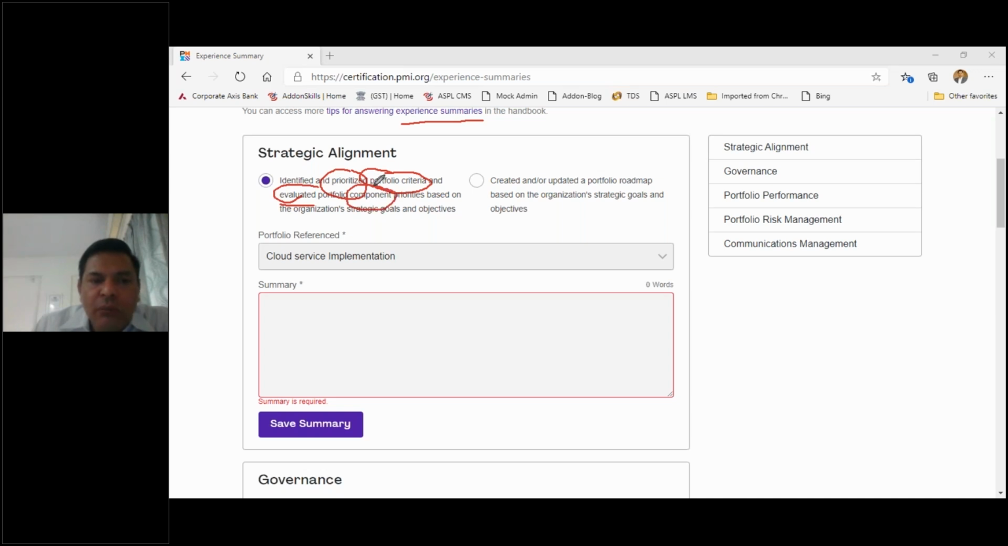What do you mean by portfolio component? Portfolio component basically means the various projects and programs, and how these components are evaluated based on these criteria. That is what we need to write here.